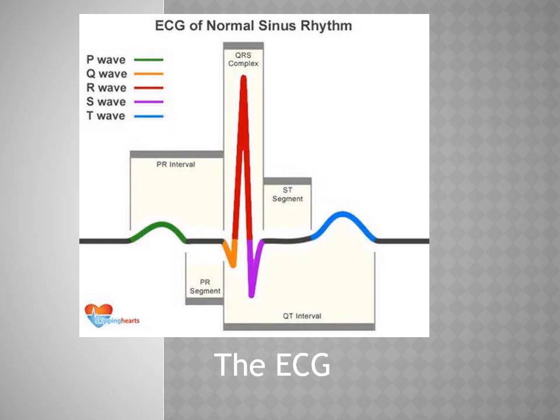What you can see here on this slide is an ECG, or an electrocardiogram, of the normal sinus rhythm. What I like about this slide is that it breaks it down and color coordinates the different waves and segments. You will learn in detail later on about ECGs throughout the nursing program, so that's not really our focus, but I do want you to see the components of a normal sinus rhythm.